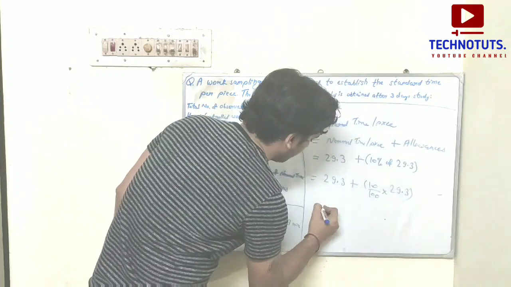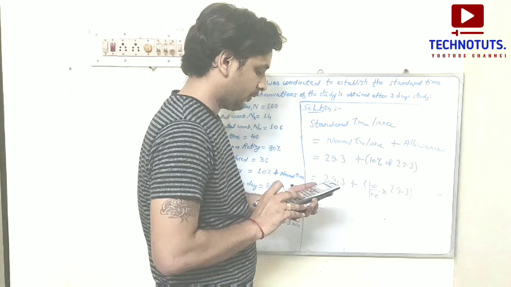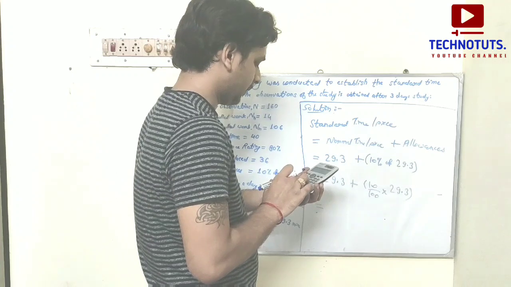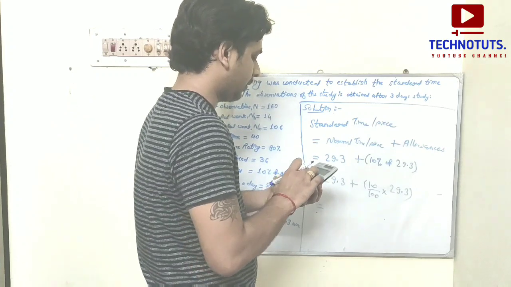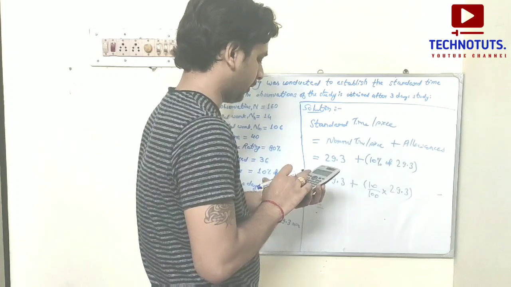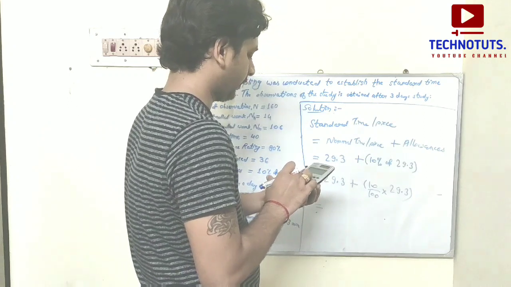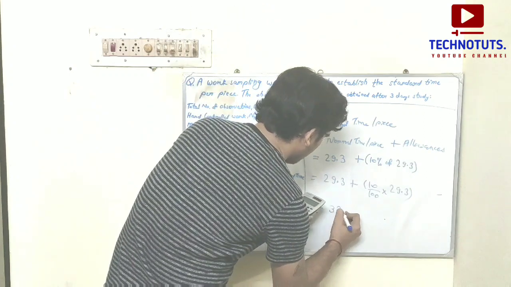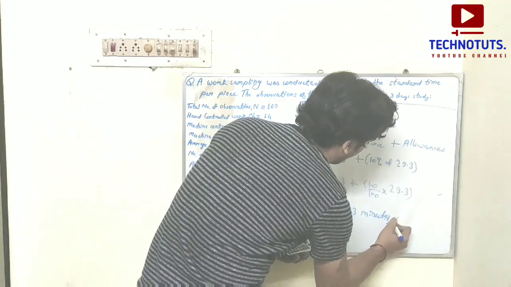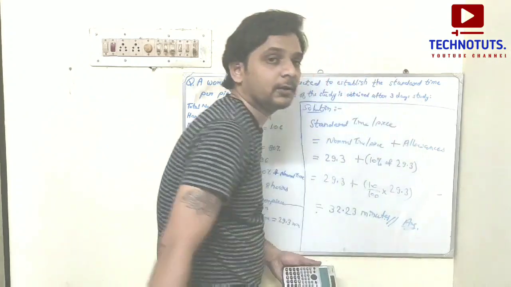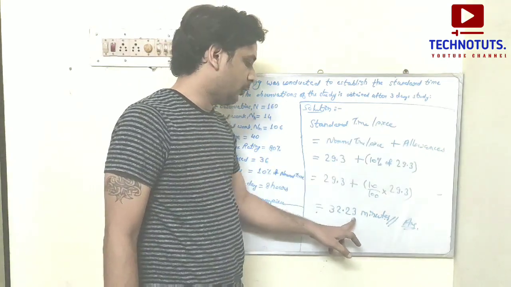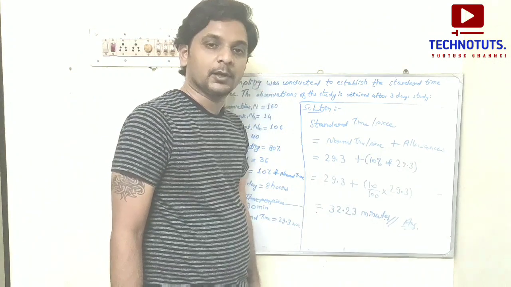It is equal to, let's calculate it, 29.3 into 10 divided by 100 plus 29.3, is equal to 32.23 minutes. This is the answer. Okay friends, we have got the standard time per piece for production as 32.23 minutes. Okay, understanding? Very good.